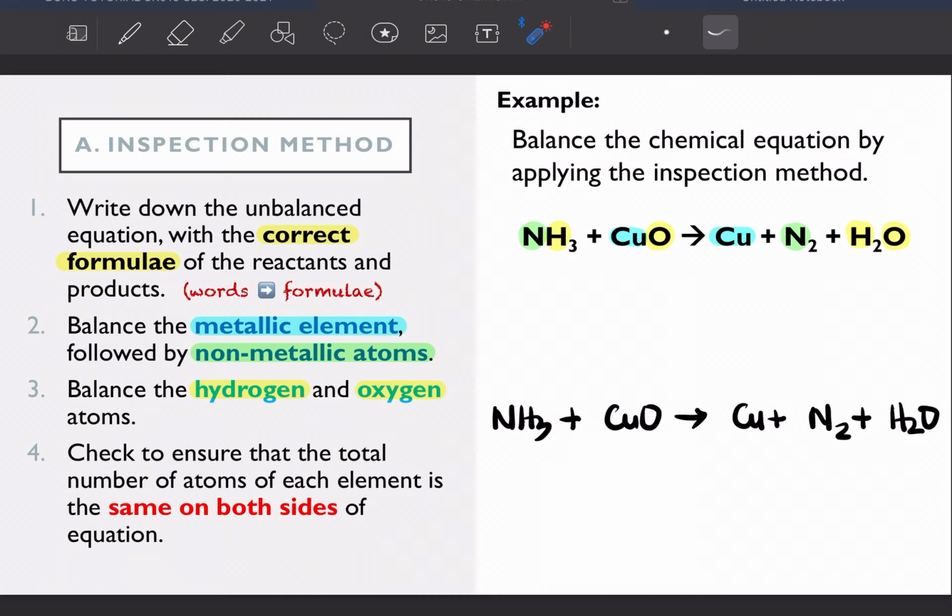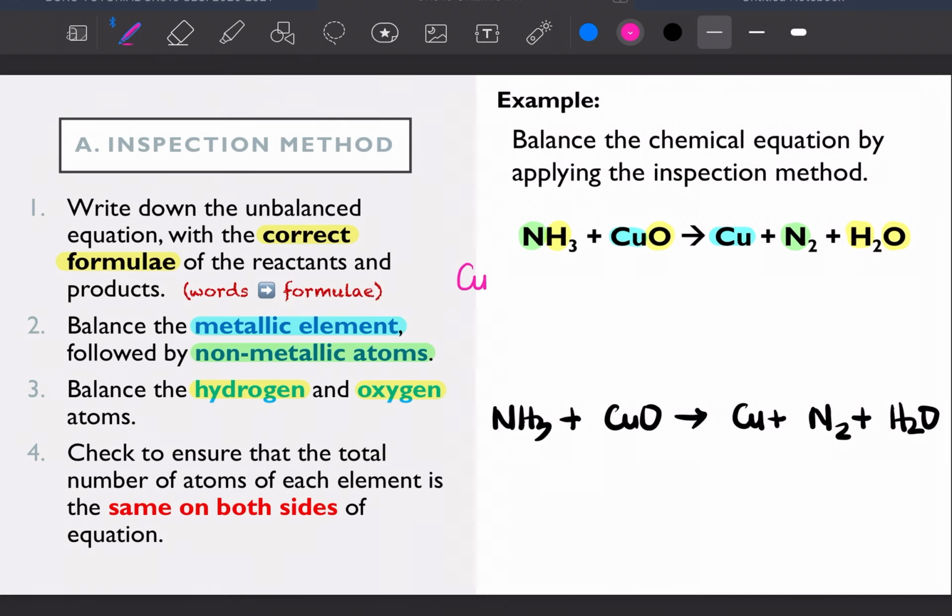Those are metallic elements lah. So we start with metallic elements first. Okay, what I'm going to do first is I'm going to write down copper on my left hand side. Okay. So I've showed you before, but I'm going to show you this again.